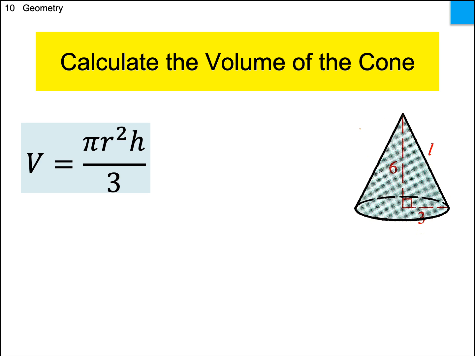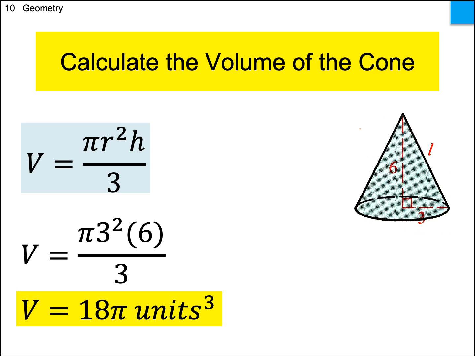I guess you could mix the numbers up. I could also give you the diameter; if I gave you the diameter, cut it in half. I could give you the slant height and not the height, and use the Pythagorean theorem to calculate the height. But yeah, this one's not too challenging. 3 squared is 9. 6 divided by 3 is 2. 2 times 9 is 18. So we get 18 pi cubic units. Makes sense?